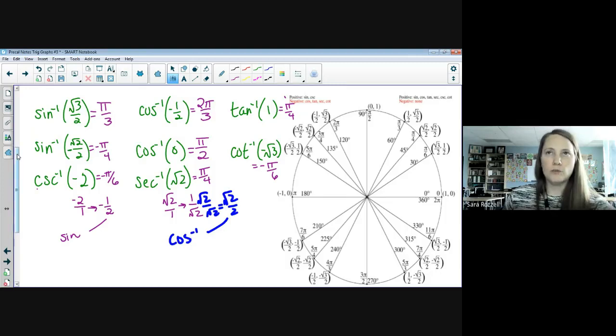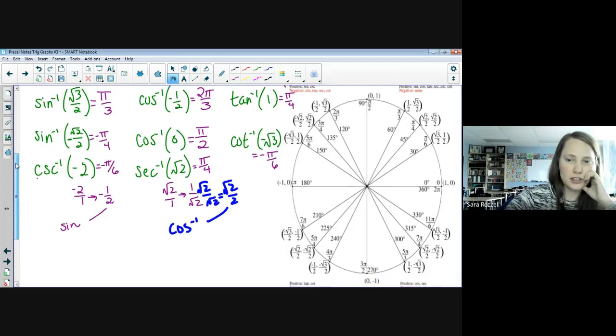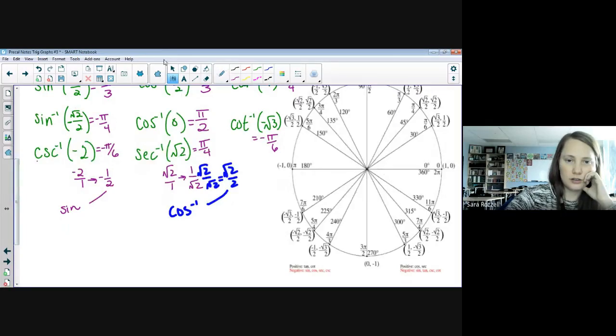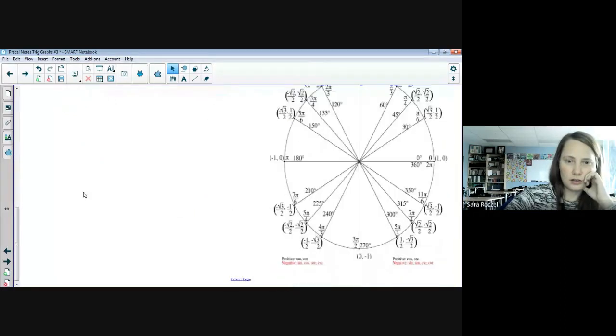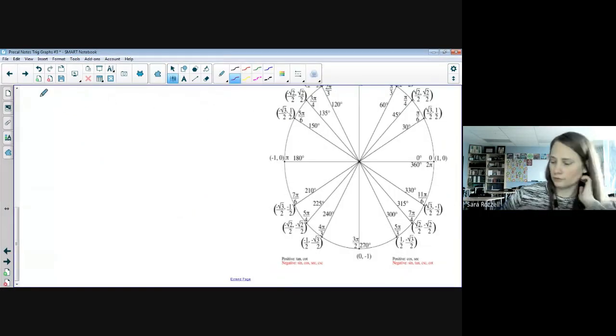All right. So what we're going to do next is compositions, which means they give you an inside problem to work, and then you apply an inverse trig function to the outside of it, or vice versa. We could do it reversed, where we do the inverse part and then we switch. So we're still going to use our unit circle for this part. With our compositions, we always work from the inside out. We do what's on the inside first, apply it to the outside.